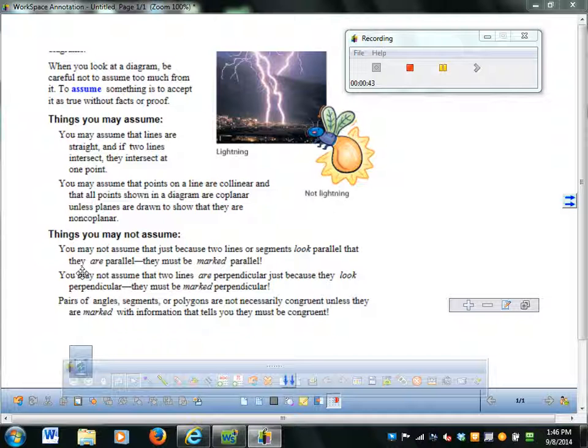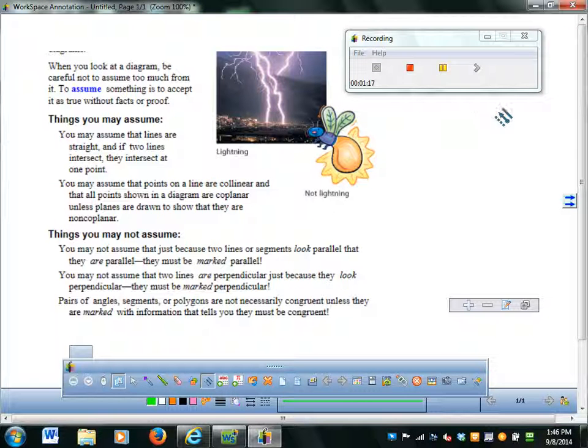Now this is important. You can't assume that things are parallel unless they're marked parallel. So if you see a figure with some lines like this, and you ask what you can tell me about those lines, even if they have arrows on the end, you cannot assume they are parallel unless they have little marks on them that look like this. That means parallel. So don't assume that.